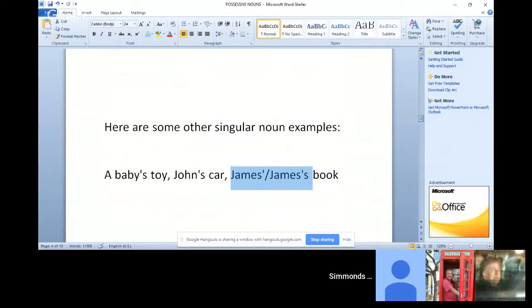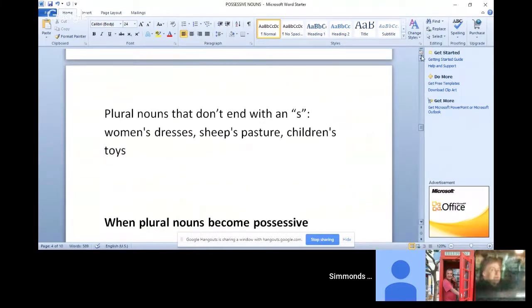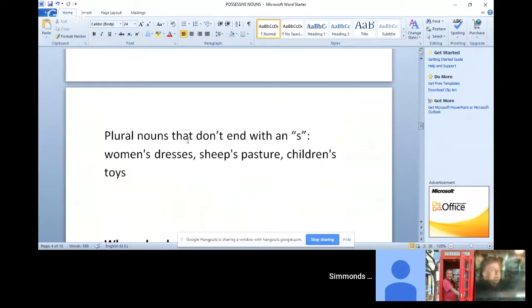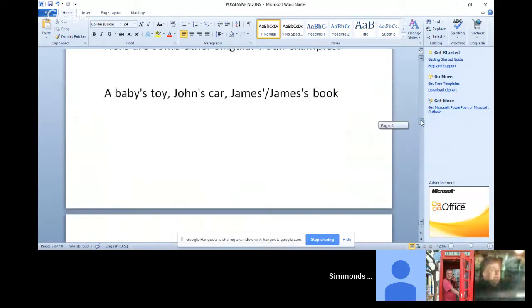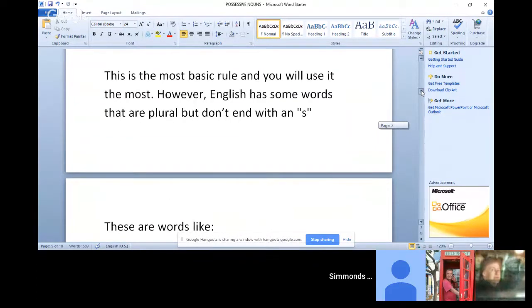So for singular nouns, this is basically our exception: singular nouns that end with S. So moving on. Plural nouns that don't end with an S: women's, sheep's, children's. These are the examples that we talked about earlier. So women's dresses, sheep's pasture, children's toys. Does that make sense? We know women is a plural noun, but it does not have an S at the end. And that was from this list. English has some words that are plural that don't end with an S.